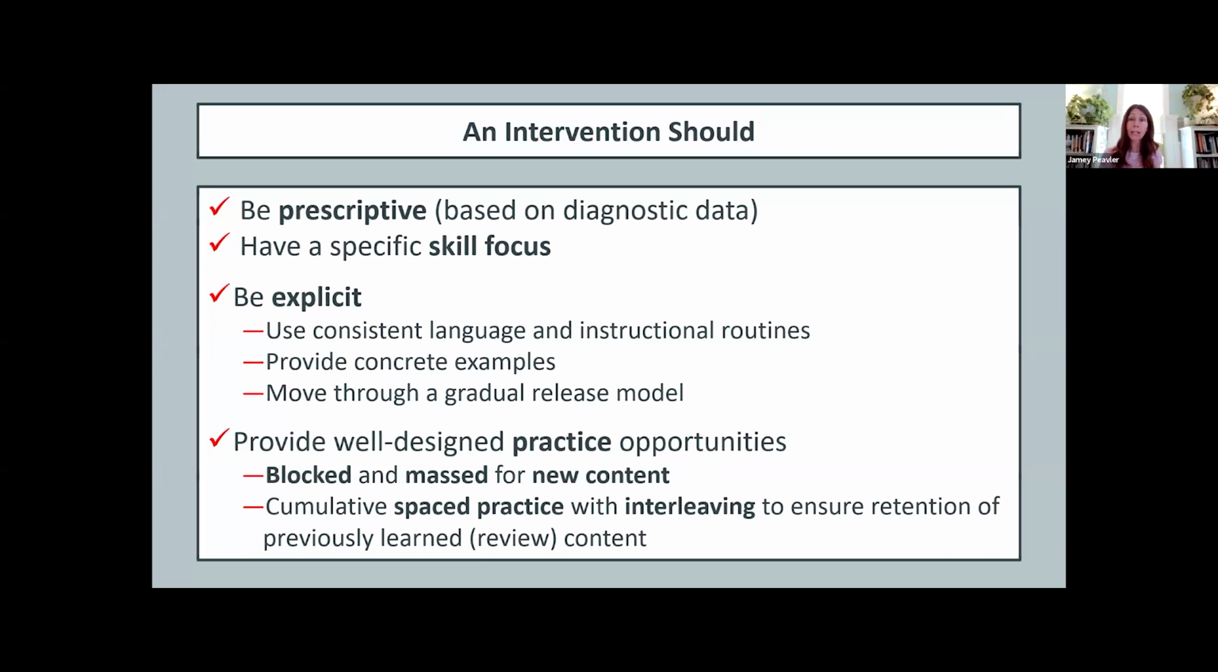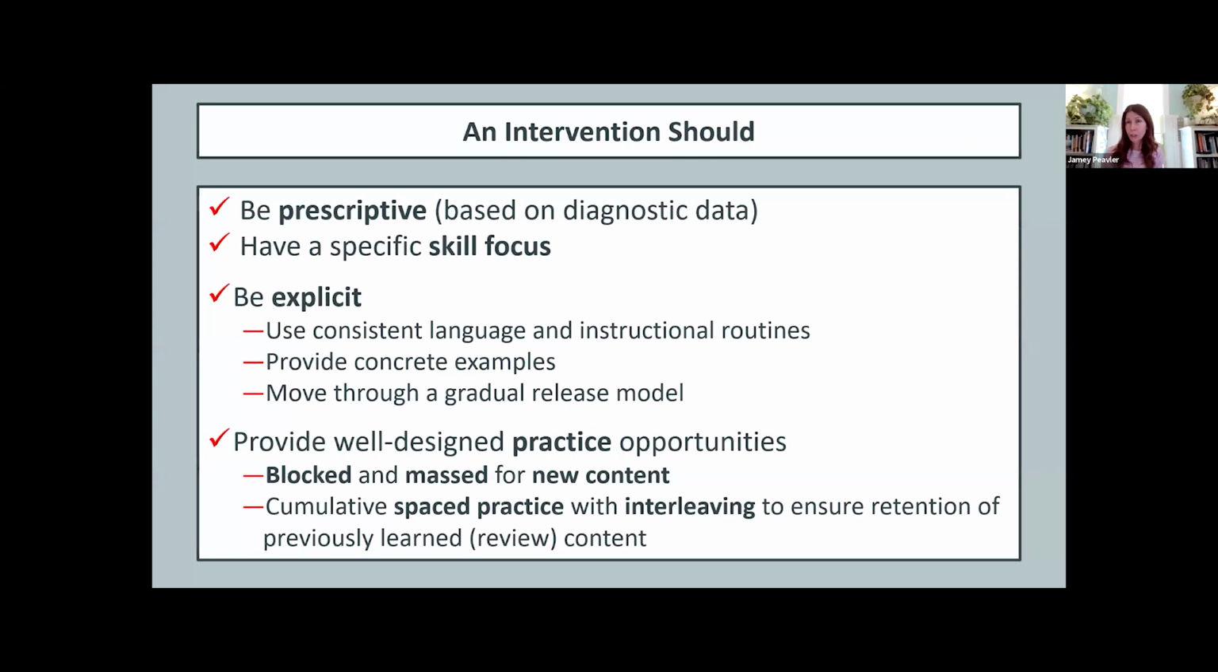So you'll see what blocked looks like. But massed means concentrated practice in a short period of time. That's really helpful when the content is new and I'm in that acquisition stage. Once I have my accuracy rates high and my automaticity rates are continuing to get higher, then I want to start making sure that you don't forget what you worked so hard to learn. So then I'm going to move to spaced practice.